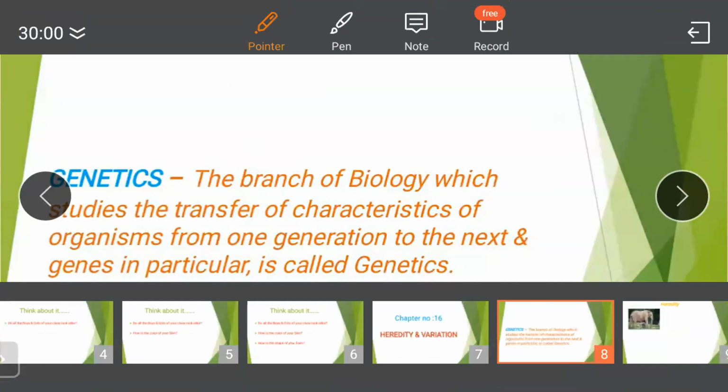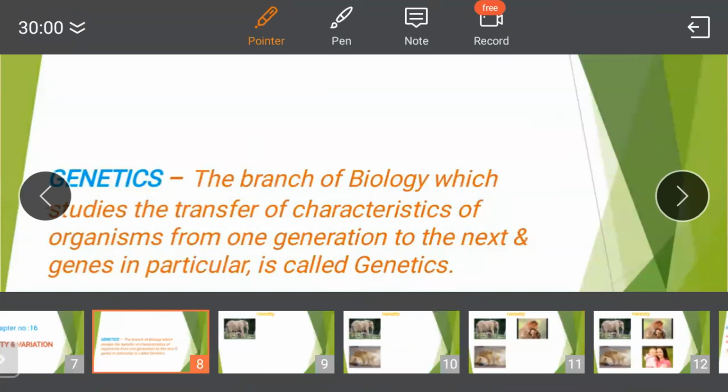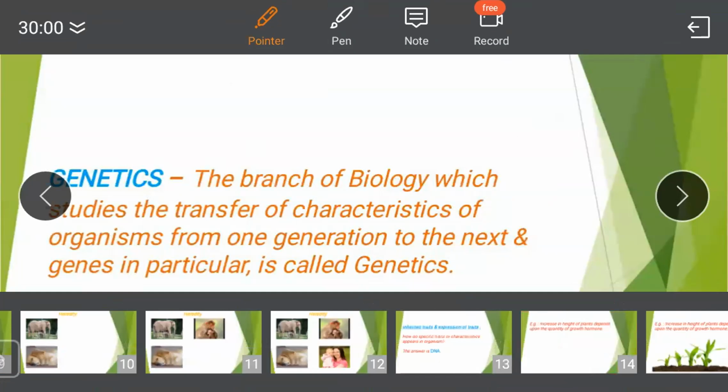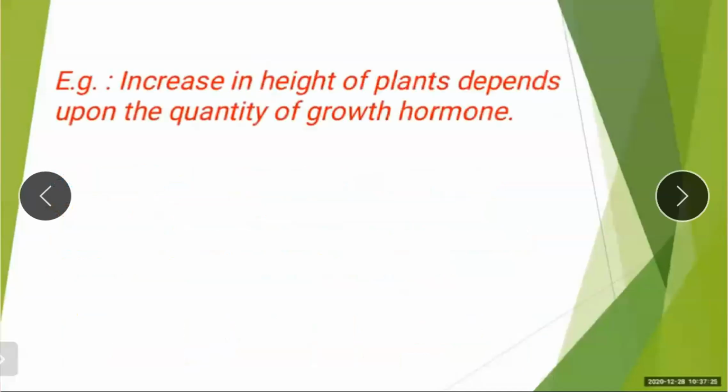From where? From parents to offspring is called heredity. Yes, it is called heredity. Therefore, every living organism has similar characteristics as its parent. Now we have seen why specific traits or characteristics appear in an organism, or who is responsible for this. DNA is responsible for this.